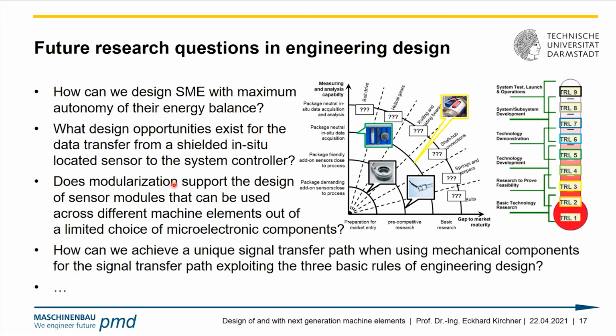How can we achieve a unique signal transfer path when we want to use the mechanical structure not only to transfer torque and power, but also to transfer signals? And how can we expand the three basic rules of engineering design, simple, unique, and safe? How can we make them compatible with the future? Also think about unique signal transfer, for instance. So we see that there are a lot of questions ahead of us.